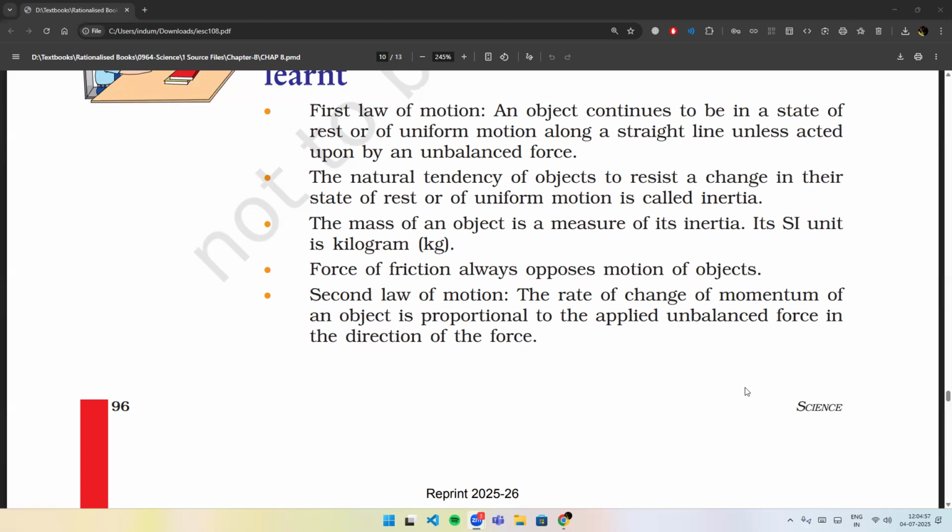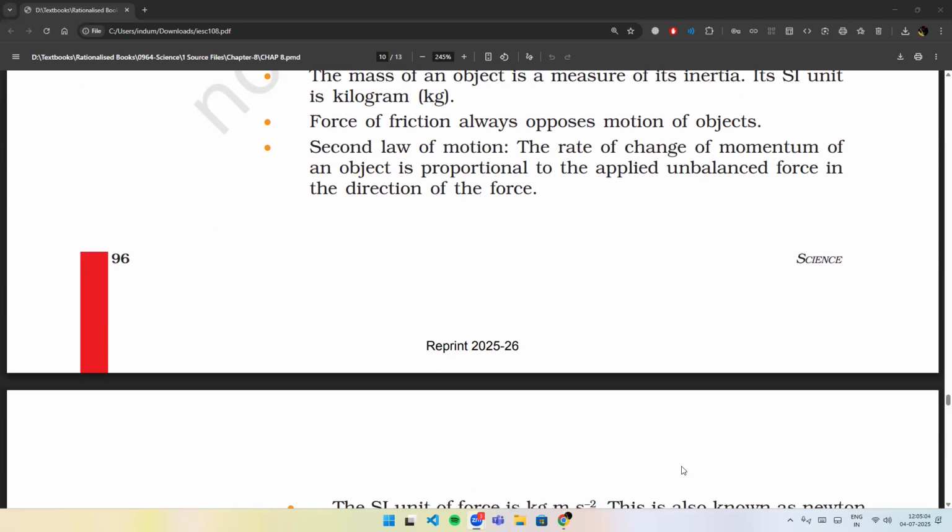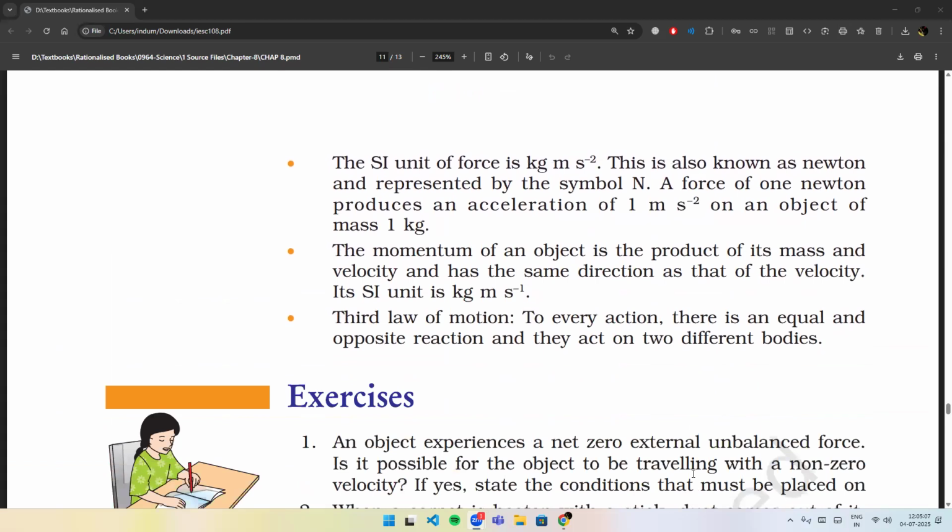Second law of motion. The rate of change of momentum of an object is proportional to the applied unbalanced force in the direction of the force. The SI unit of force is kg meter per second square. This is also known as Newton and is represented by the symbol N. A force of 1 Newton produces an acceleration of 1 meter per second square on an object of mass 1 kg. The momentum of an object is the product of its mass and velocity and has the same direction as that of the velocity. Its SI unit is kg meter per second.